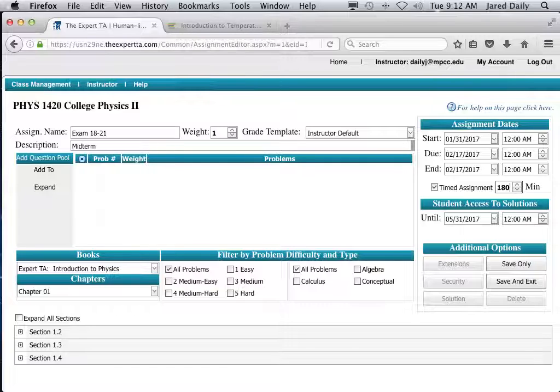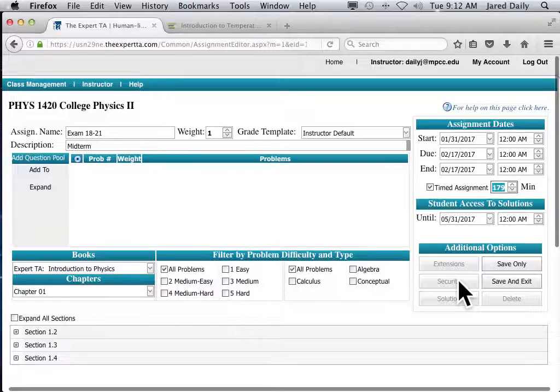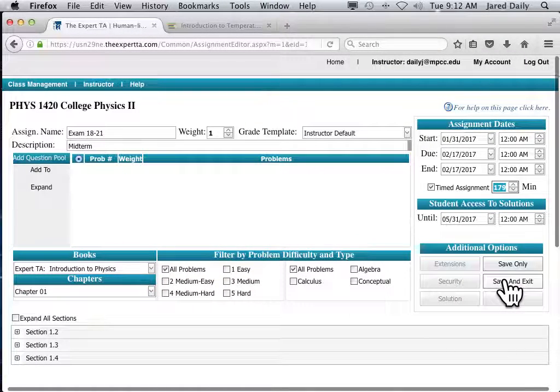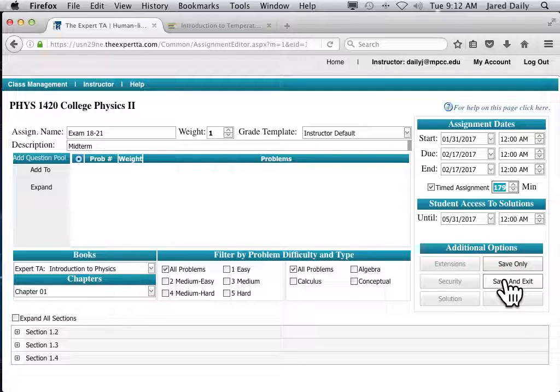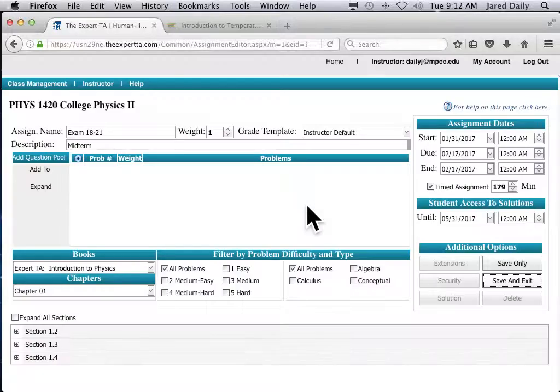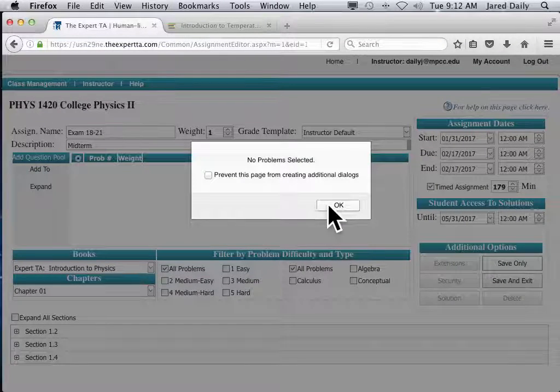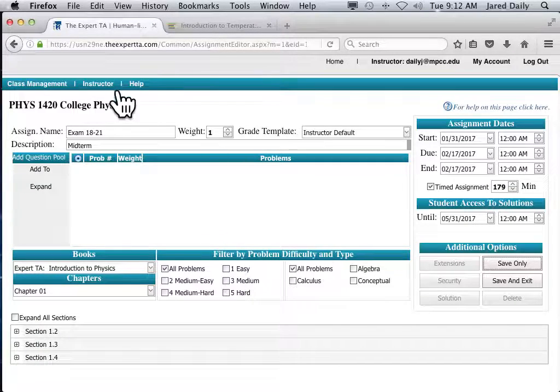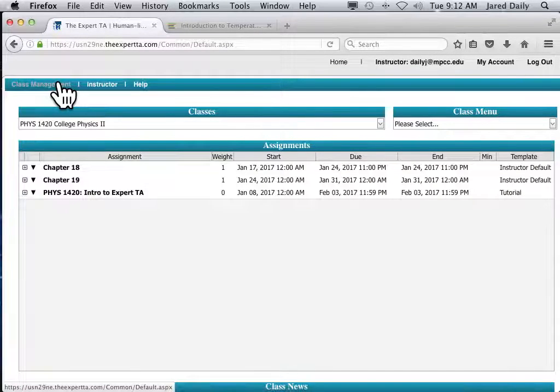And then I still have to figure out how to make it a password protected thing. I don't know how to do that. Oh, security down here. I'll do that later. So I will save this and exit it. So now, save only. Okay. So now it should be in our schedule. Let's go see. Dang it, it's not in the schedule. I have to select a problem apparently.